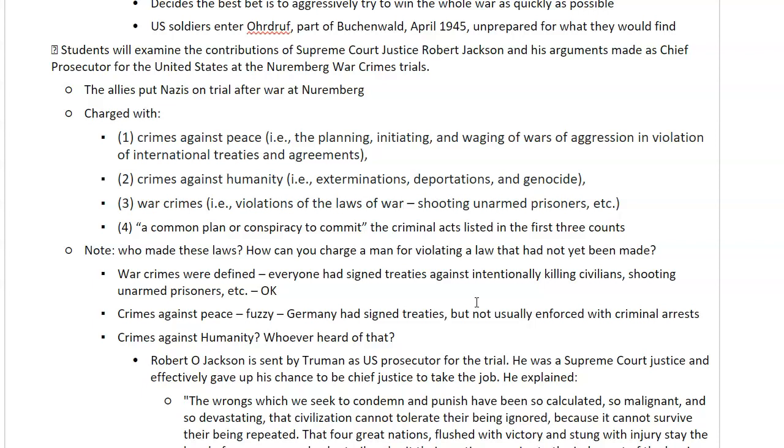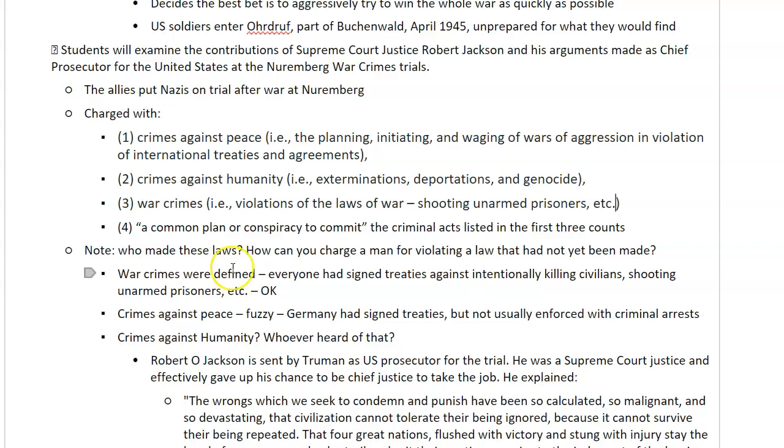Everybody had signed treaties against intentionally killing civilians, shooting unarmed prisoners, torturing prisoners once you had them. So you had rules about how you treated POWs. You couldn't torpedo civilian ships, all that kind of stuff. War crimes were actually pretty defined. Crimes against, quote, peace, they're a little bit fuzzy in that Germany had signed treaties, but it was a new idea to enforce them with criminal penalties for violating some of them. But crimes against humanity, who ever heard of that?